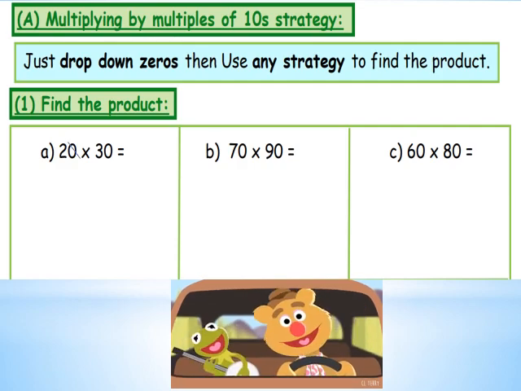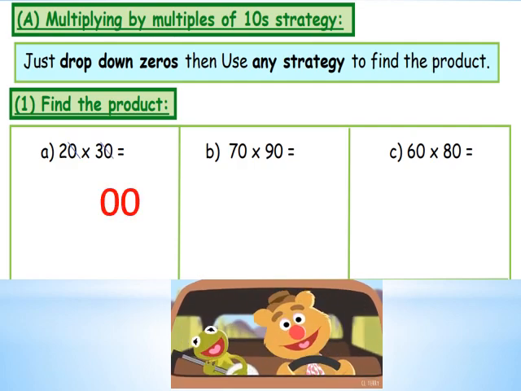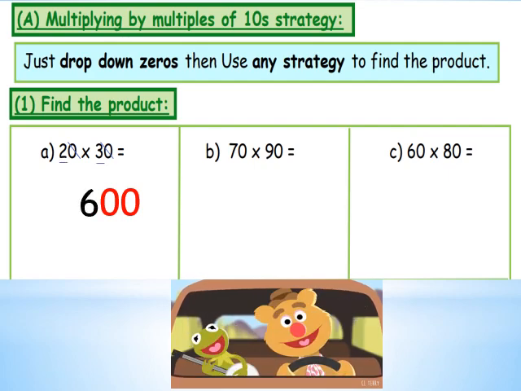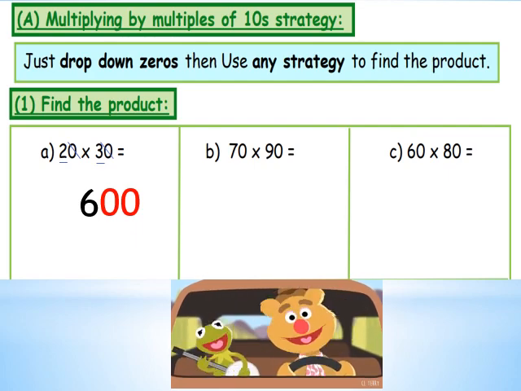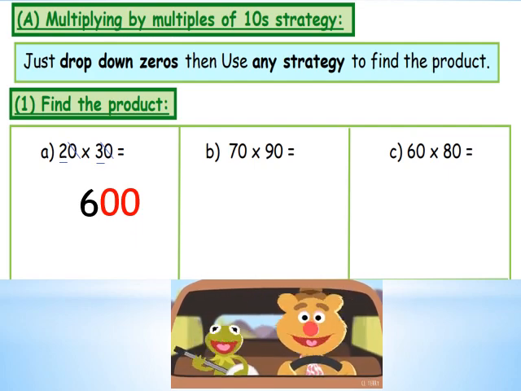To multiply, I will drop down the two zeros to the most right. Then I look at the remaining digits. 2 by 3 equals 6. So the answer will be 600.